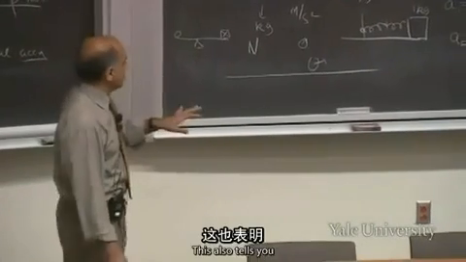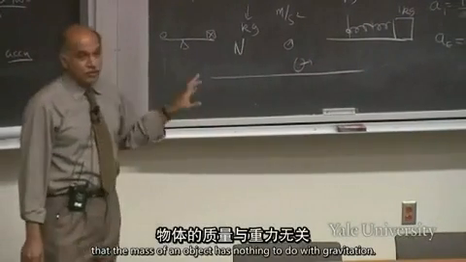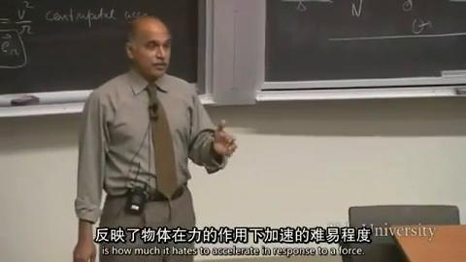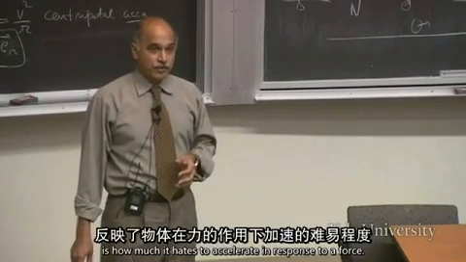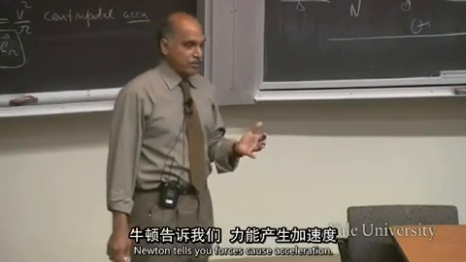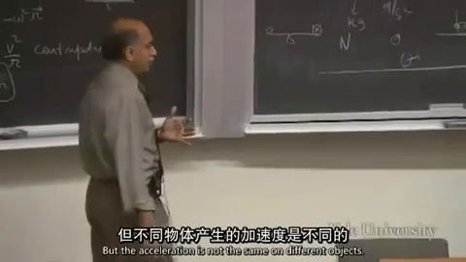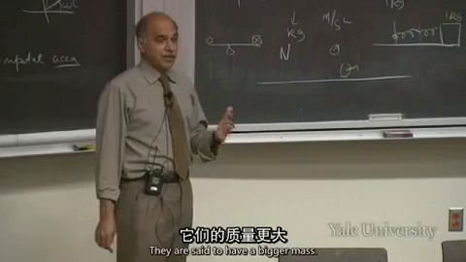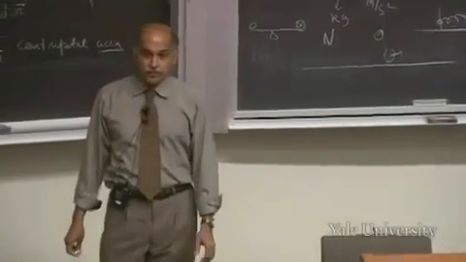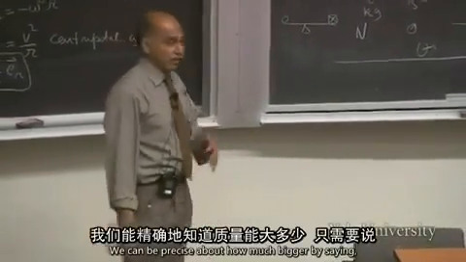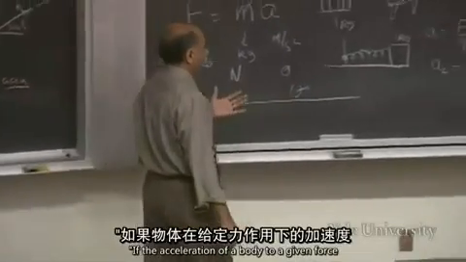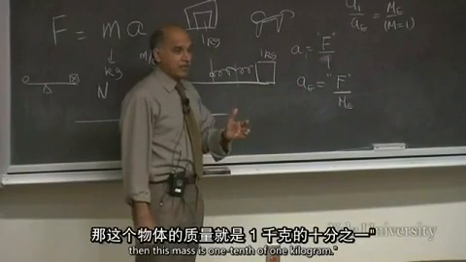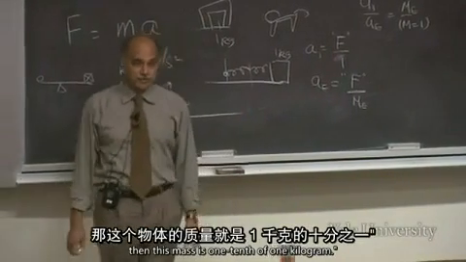So this also tells you that the mass of an object has nothing to do with gravitation. Mass of an object is how much it hates to accelerate in response to a force. Because Newton tells you forces cause acceleration, but their acceleration is not the same on different objects. Certain objects resist more than others, they are said to have a bigger mass. And we can be precise about how much bigger by saying if the acceleration of a body to a given force is 10 times that of a 1 kilogram mass, then its mass is 1/10 of 1 kilogram.